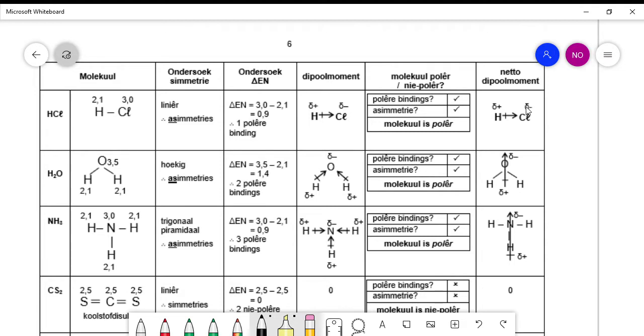So what do you do then? You see that Cl has a higher affinity for the electron. So the electrons tend to spend more time on the chlorine than it will on the hydrogen. So it becomes slightly negatively charged there and slightly positively charged there.